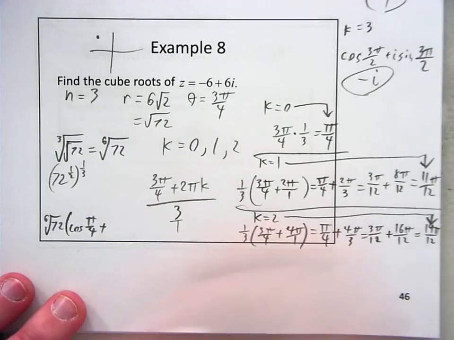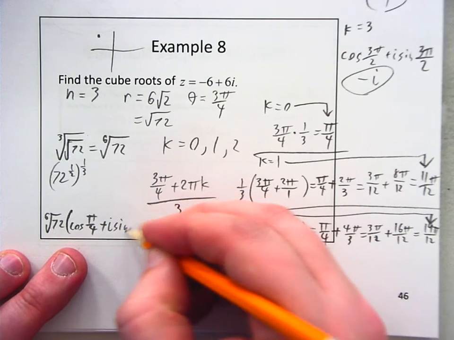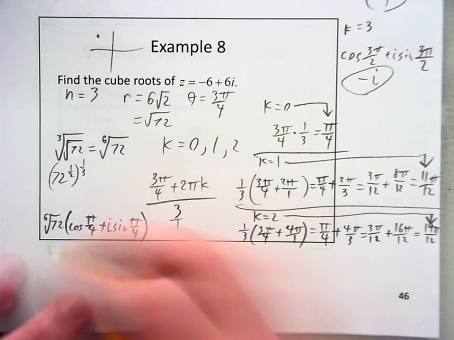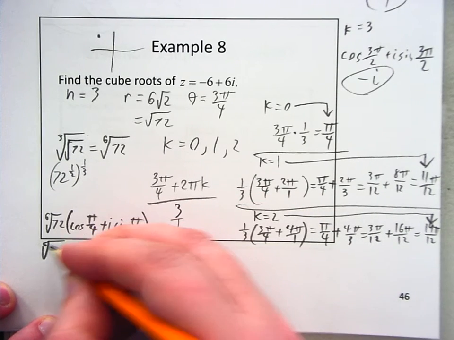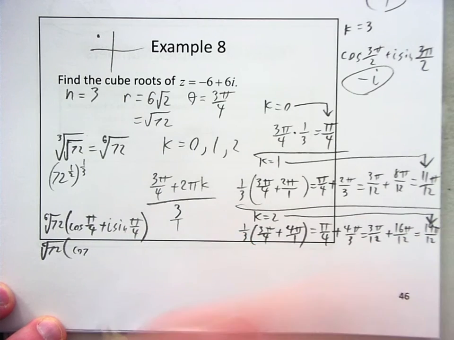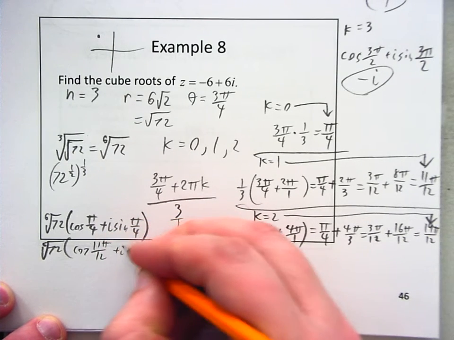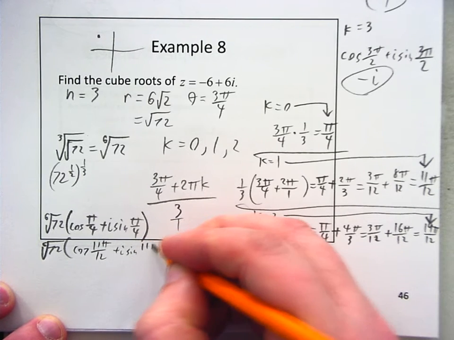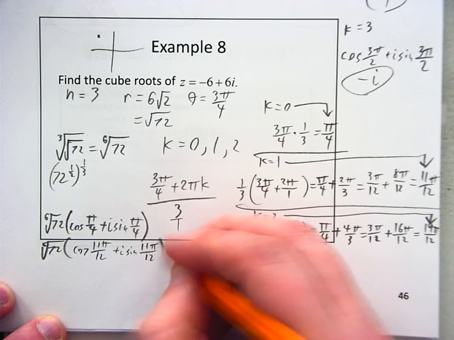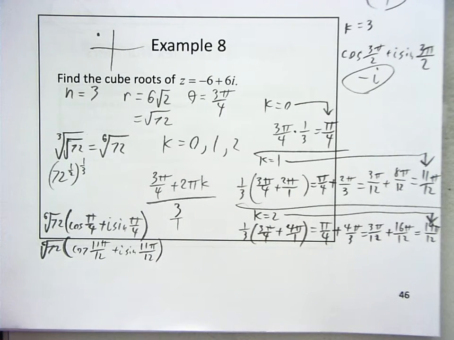Okay, so 6th root of 72 cosine of pi over 4 plus I sine pi over 4. Then 6th root of 72 cosine now of the other one, 11 pi over 12. And you would just write these out. Okay, now if you wanted the approximant, then you would actually have to distribute the 6th root of 72 through there.